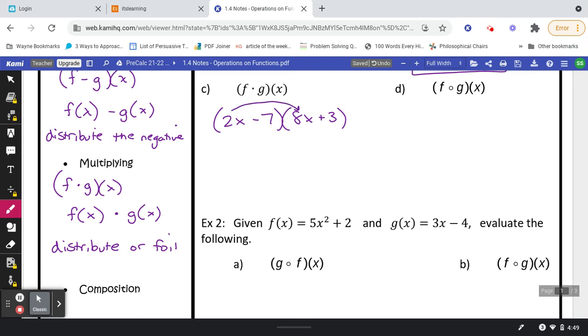So 2x times 8x, 16x squared. 2x times 3, 6x. Negative 7 times 8x, negative 56x. And negative 7 times 3, negative 21. And then, of course, we would just combine any like terms you have.